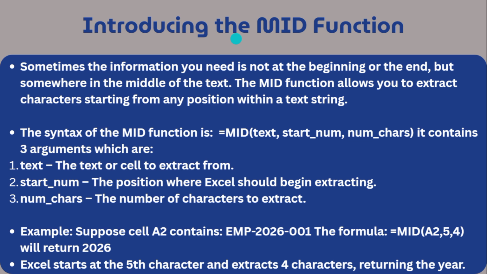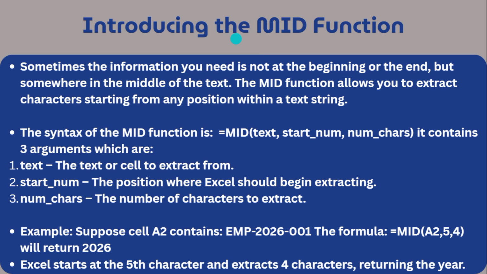So if you look at the syntax, we have =MID(text, start_num, num_chars). So MID contains three arguments. The first one is the text, that's the cell you want to deal with. Then the next one is the start number, the point from which it should start. Then the next one is num_chars, the number of characters you want it to extract.